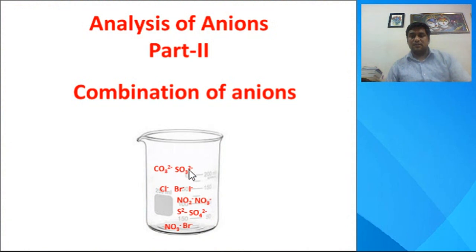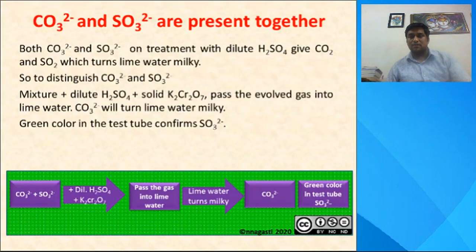Certain combinations we will be discussing are carbonate and sulfite, halides, nitrite and nitrate, sulfide and sulfate, nitrate and bromide, nitrate, bromide and iodide, sulfide, sulfate, sulfite, thiosulfate, oxalate and carbonate, oxalate and fluoride. All these combinations we are going to study.